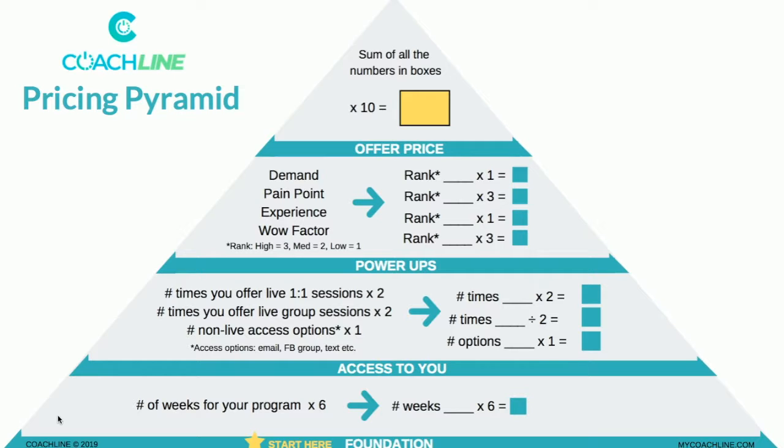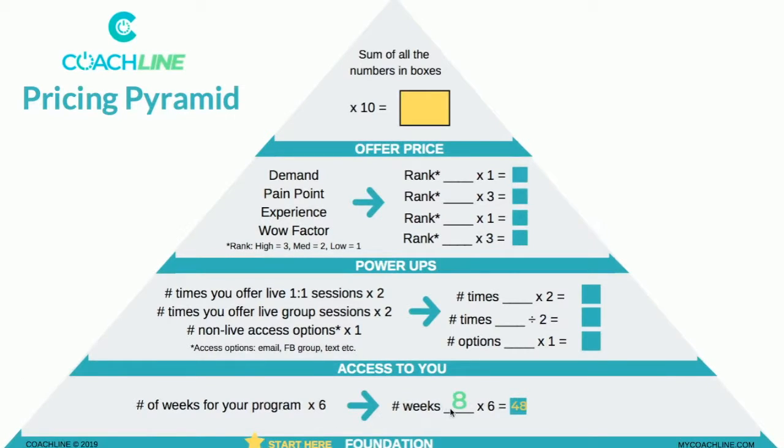Okay. So we're actually going to start here at the bottom where it says start here, foundation. And we're going to work our way up the pyramid until we hit this yellow box, which is going to give us our final number. So we just want to fill in all the blanks and the blue squares. And once we get to the end, we'll have numbers in all of these blue squares and we'll add those up to give us the number up here. So I'm going to fill it in with you as an example.